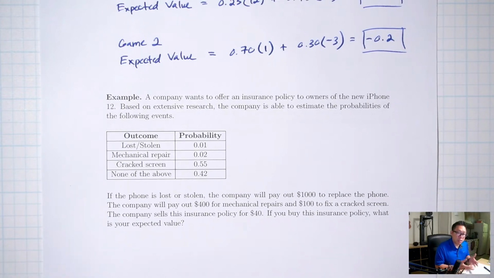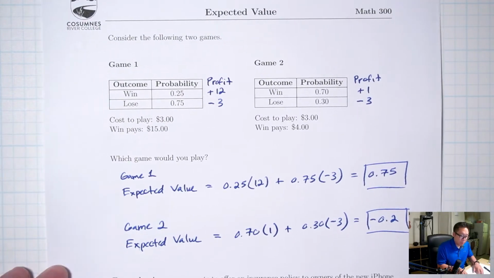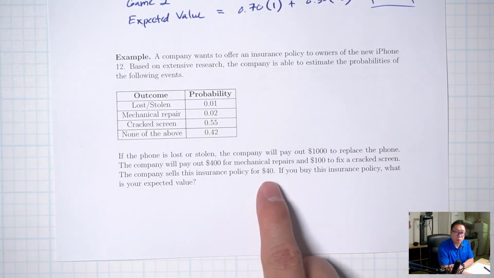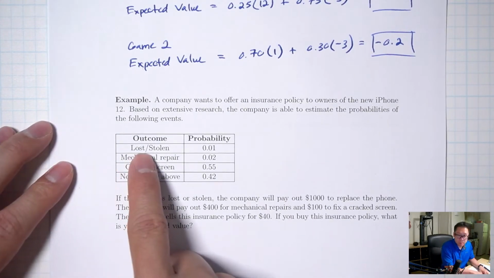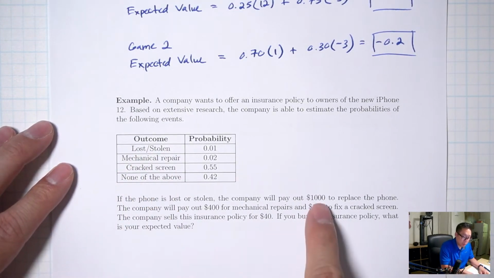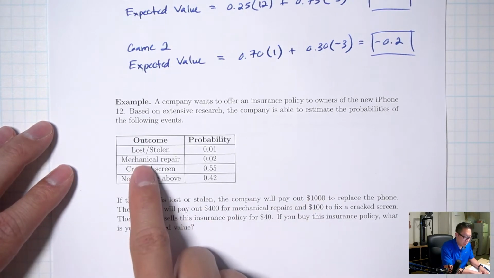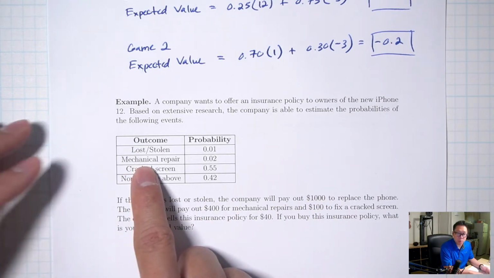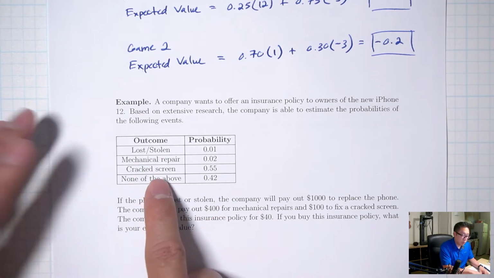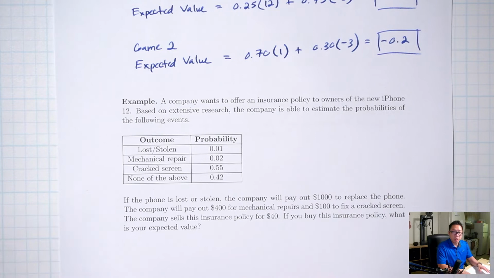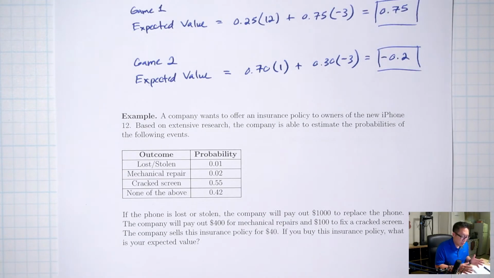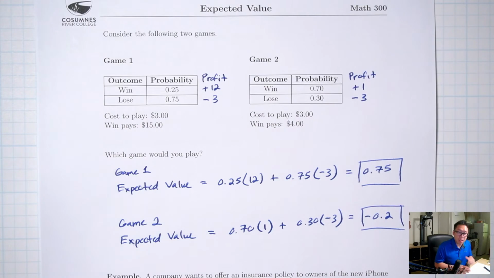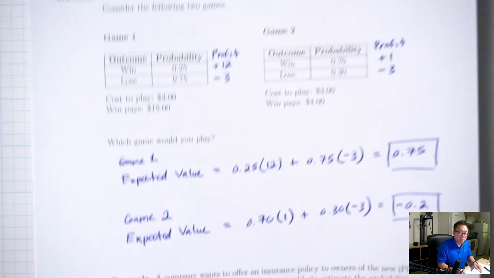So an insurance policy is essentially a game of this type. You buy the insurance policy for $40, right? So that's the cost to play. If your phone is lost or stolen, the company is going to pay you $1,000. If your phone is broken and needs mechanical repair, the company's going to pay you $400. If you crack your screen, the company's going to pay you $100. If you're super careful and you never actually use your policy, you basically lost your $40. So this is a game of this type that we play very, very often in our daily lives.